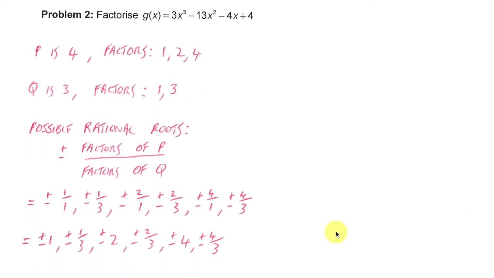Problem 2, exactly the same thing. My constant at the end is 4. Factors are 1, 2, 4. The coefficient I have of the highest power is 3. So the factors are 1 and 3. And now I look at the possibilities, and you can see we can create this list here.